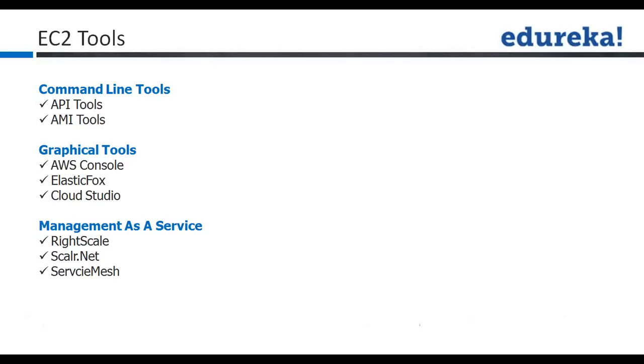But across the market, there are a few tools available like Elastic Fox, which is a Firefox based plugin. So if you are using Firefox, you can use Elastic Fox. You provide your access key and secret access key, and you can use the Amazon console in a much easier way. There is also Cloud Studio. There is S3 Fox for accessing your Amazon S3 objects. Also for management as a service, where you want to manage your resources, start, stop, scaling and everything, there are a few services available in the market called RightScale, Scalr, Service Mesh. Those are also available in the market.